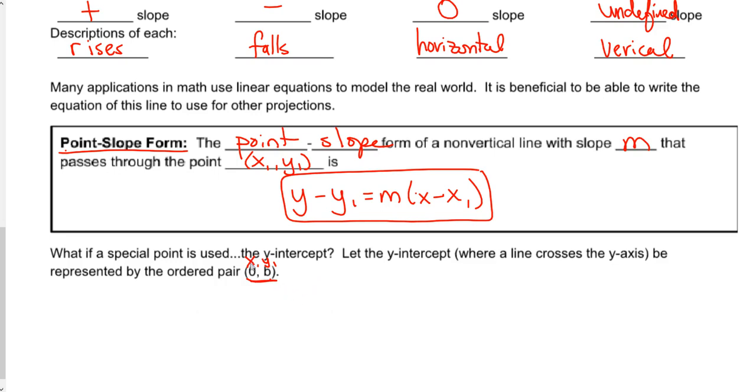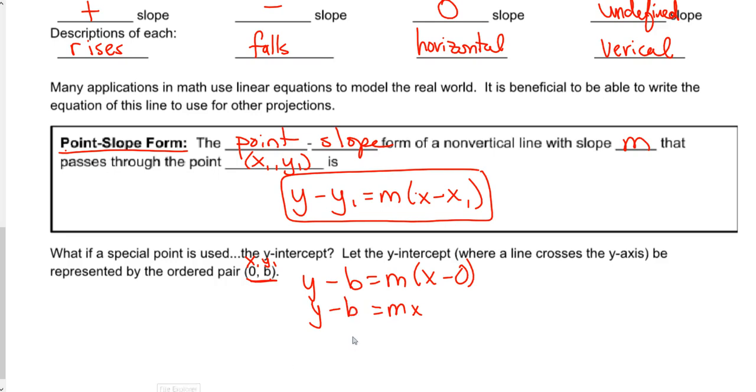So I'm going to put x1 in here, which is 0. I'm going to put b in for y1, so we get y minus b. Whoops, I say it, but I didn't write it. Okay, y minus b is equal to my slope times x minus the x value, which is 0. And I'm going to simplify this. Well, notice here, x minus 0 is just x. When I times it by m, the best I can write it is mx. And I have this y minus b.